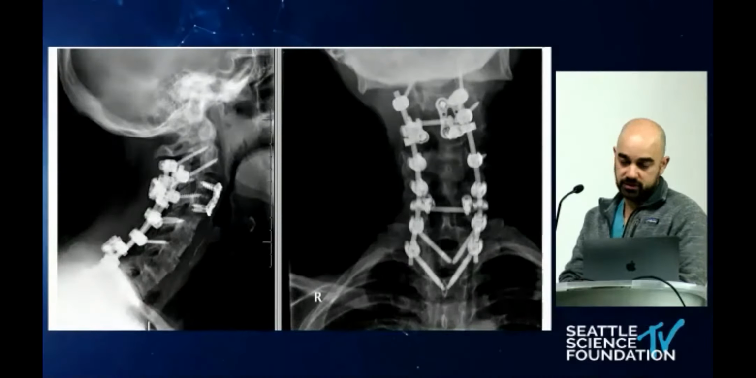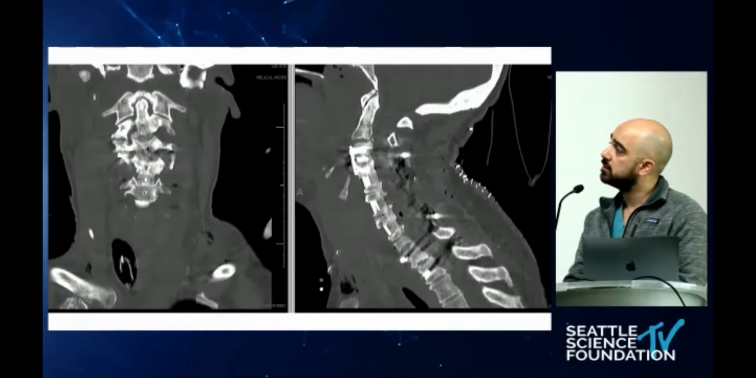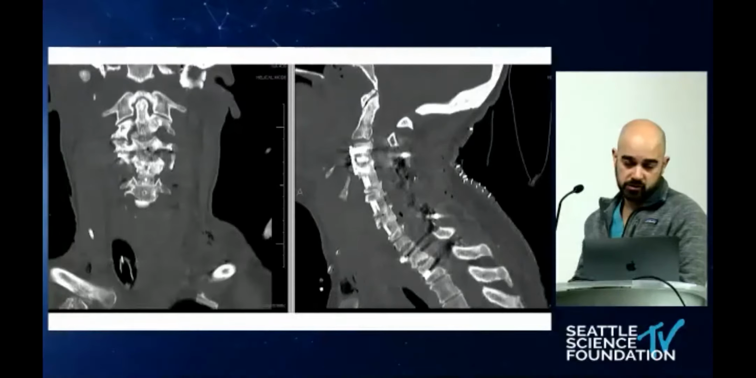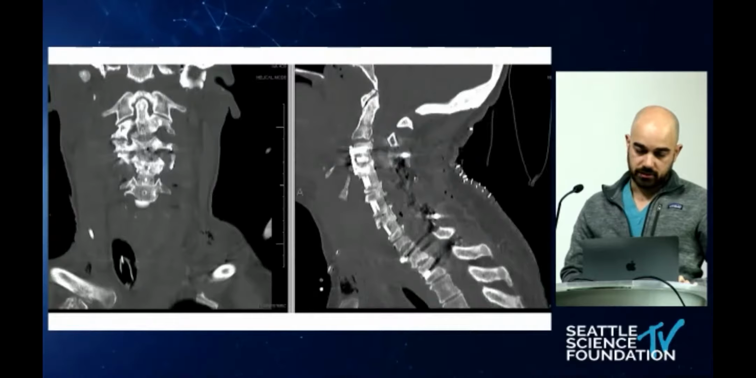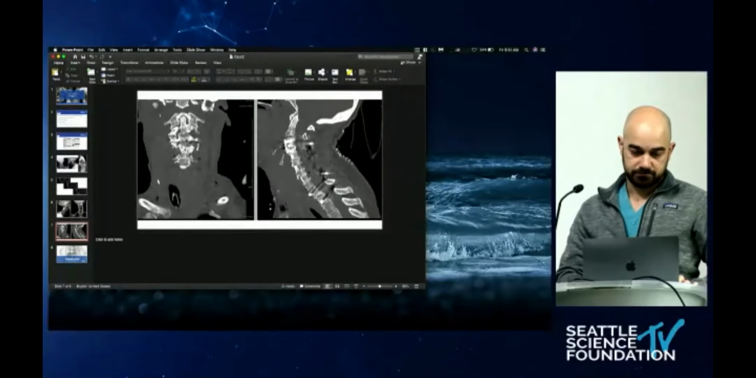And these are her post-op images, and her post-operative CT. As you can see, both her coronal and sagittal alignment improved greatly compared to her preoperative images. All right, if no questions, I'm going to move on.